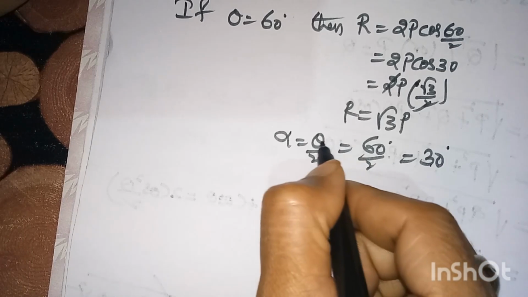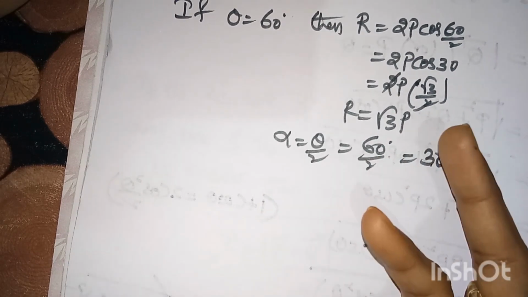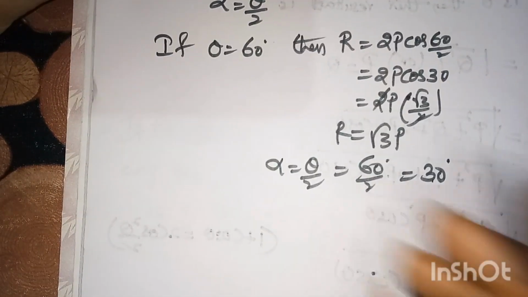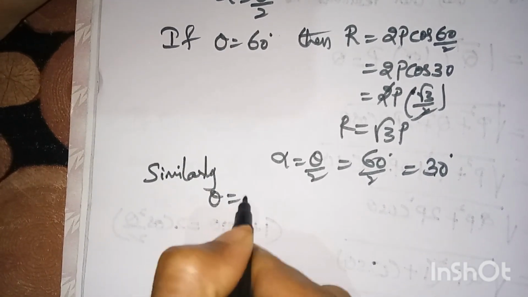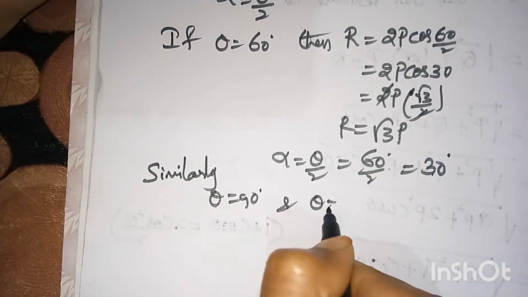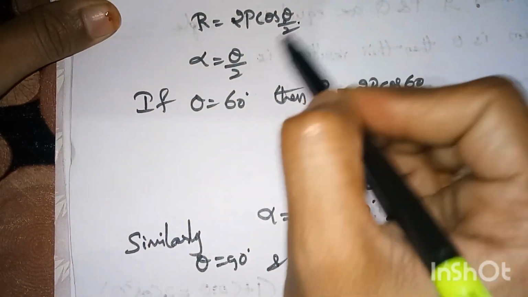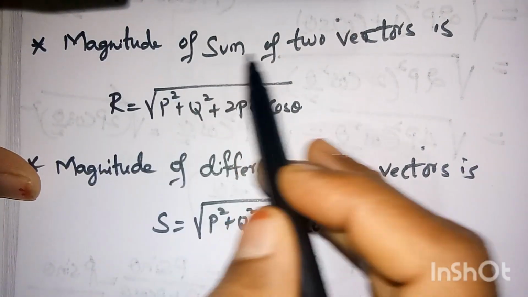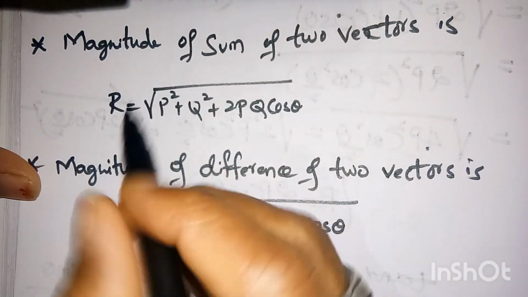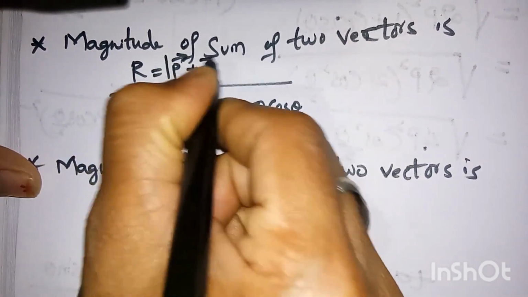Okay, so theta means this is the angle between the first vector and the second vector, that is P bar and Q bar, but their magnitudes are the same. Similarly, you can substitute theta as 90 degrees and theta as 120 degrees. You substitute this theta value here and you will get R and alpha. So the magnitude of the sum of two vectors is R equals magnitude of P bar plus Q bar.